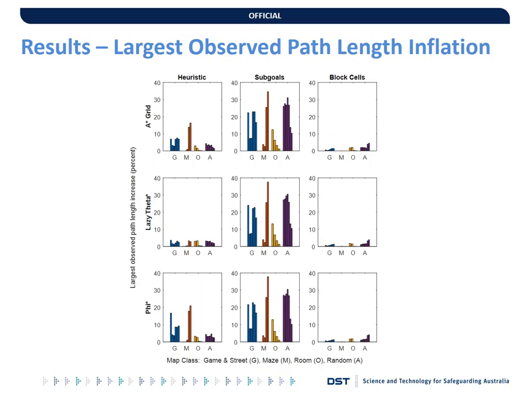The third question of interest: what is the impact on path length? This chart shows the largest path length inflation that was observed. Smaller inflation is better. Across all three of the path planners, setting subgoals caused the greatest inflation, on the order of 20%. The heuristics suffered the next largest inflation, on the order of 5%. Cell blocking suffered no inflation except in rare cases.